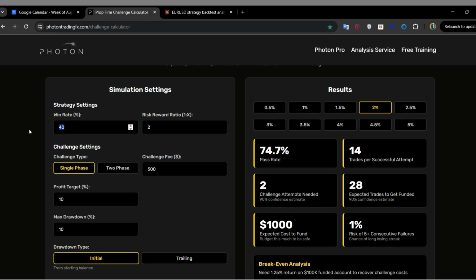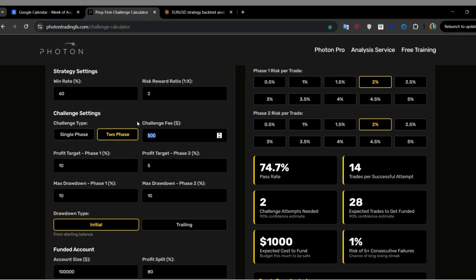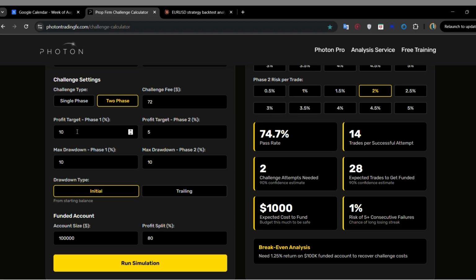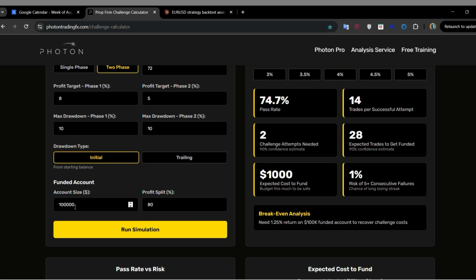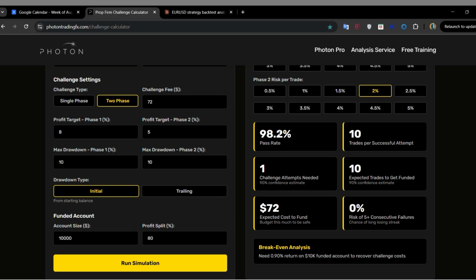I used this data and put it in here. For strategy setting, win rate, we can put it around 60%. Risk to reward ratio per trade is 2. Challenge type 2 phase, challenge fee $72, that is my 10k challenge. Profit target phase 1 is 8%, phase 2 5%. Max drawdown phase 1 10%. Initial funded account $10,000, profit split 80%. Run simulation, and the risk is 2%. As you can see, pass rate 98.2%.